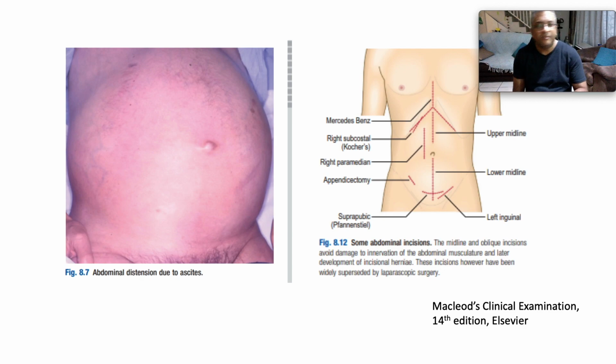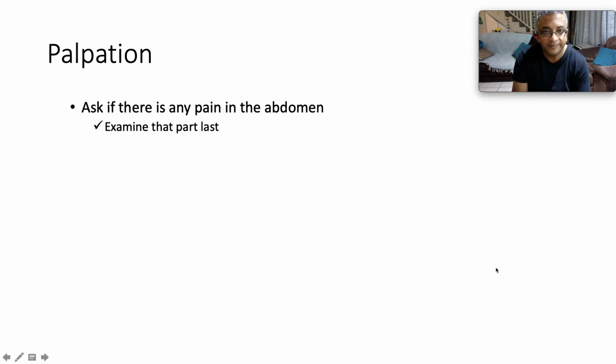This is the grossly distended abdomen. Look at this thing. But this is ascites already. And here I just included this just to show us some of the common abdominal incisions already, so you can have a look at that.